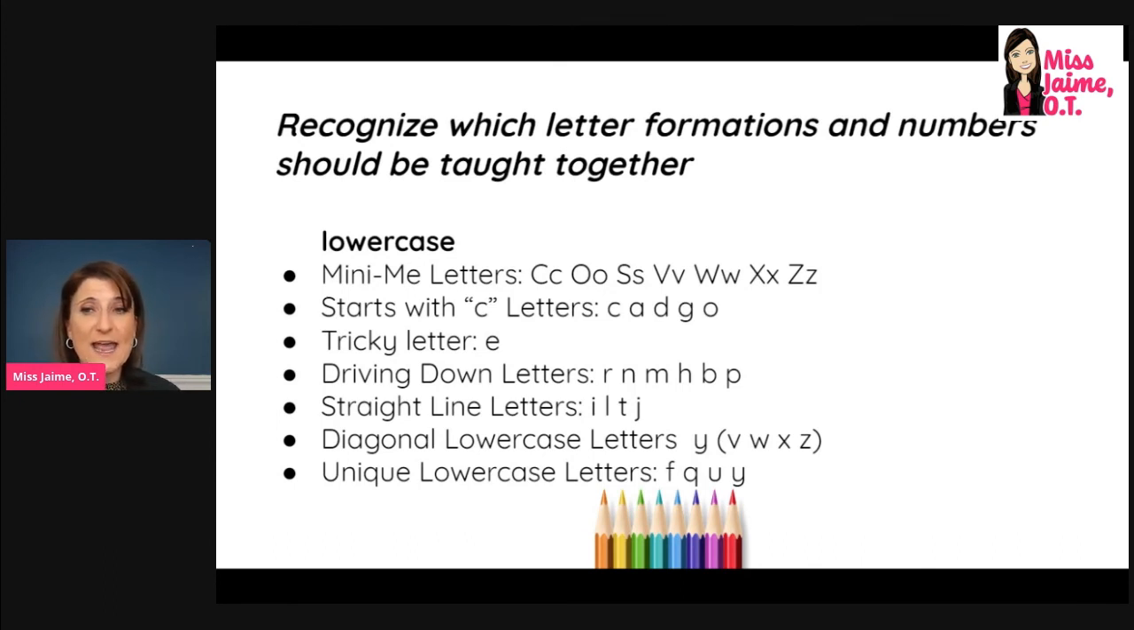Driving down letters. This is R, N, M, H, B, and P. These are great for developing automaticity and consistency because they all have the same movements. We've got straight line letters, I, L, T, and J, and then the diagonal lowercase and the unique lowercase letters. So these are all the easiest groupings. And when you look at them, you can see why they go together.